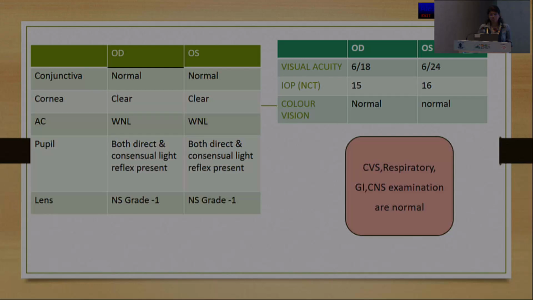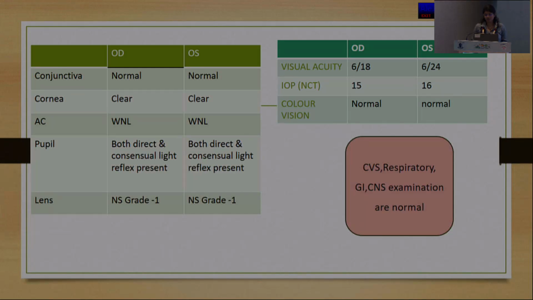On examination of the anterior segment, the conjunctiva was normal in both eyes, cornea was clear, anterior chamber was within normal limit, pupil is reacting to both direct and consensual light reflex, and on lens there is NS grade 1 present. The visual acuity of the right eye was 6/18 and of the left eye was 6/24, which is improving on pinhole to 6/6. Intraocular pressure was 15 and 16 in the right eye and left eye respectively.